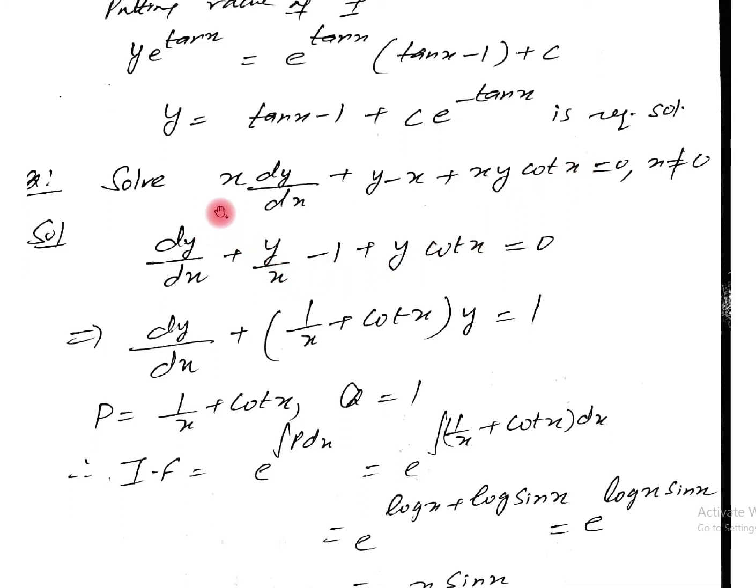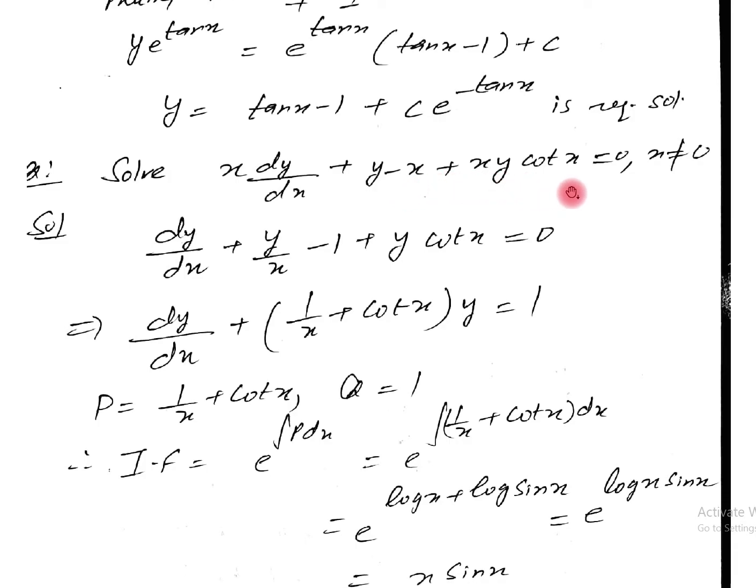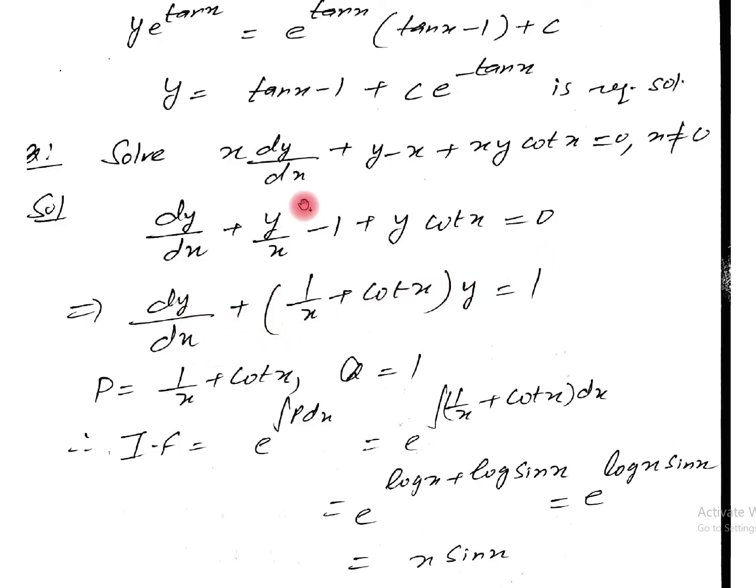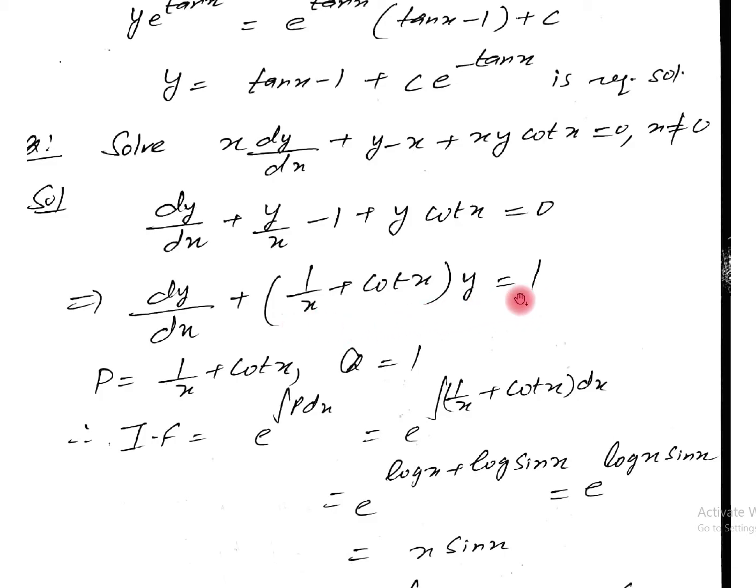Now the question is, you have to solve x dy by dx plus y minus x plus xy cot x equal to 0, x is not equal to 0. Here, dividing throughout by x, because we have to make its coefficient equal to 1, it can be written as dy by dx plus y upon x minus 1 plus y cot x equal to 0. From these two terms y is common, so dy by dx plus y times (1 upon x plus cot x) equal to 1. Now this is a linear differential equation. So here p is 1 upon x plus cot x and the value of q is 1.